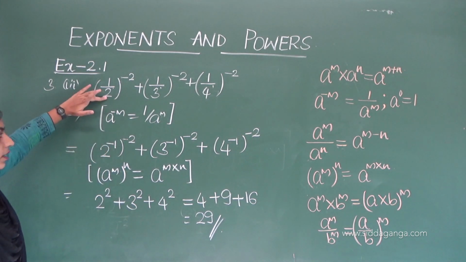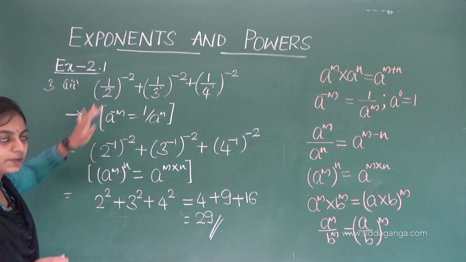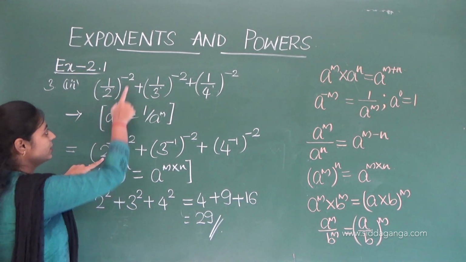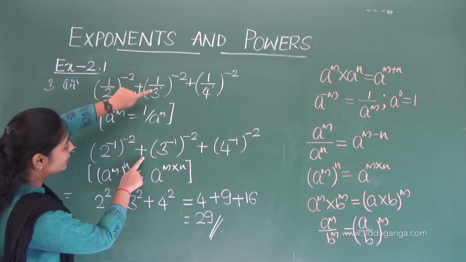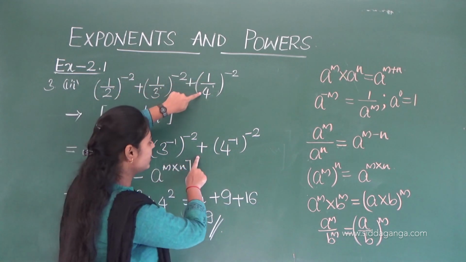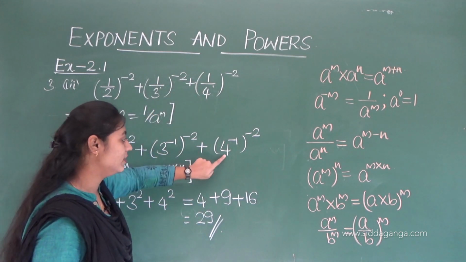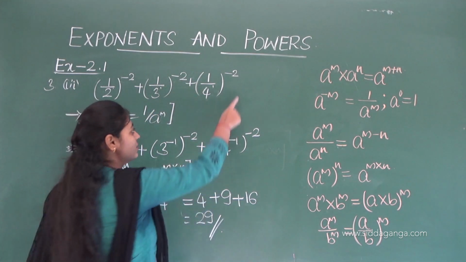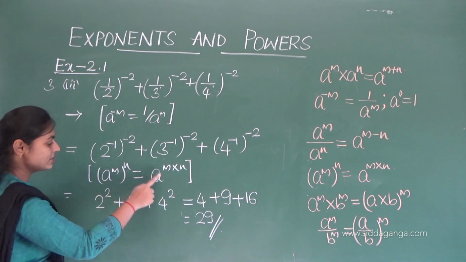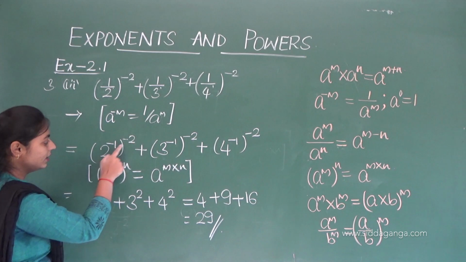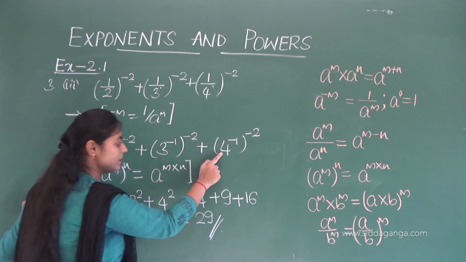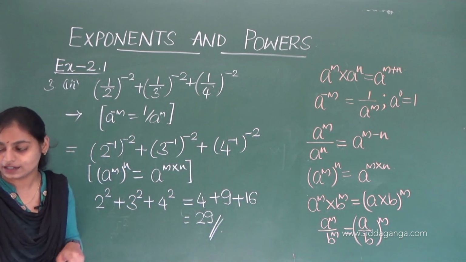So here we converted the positive exponents into negative exponents. 1/2 is nothing but 2 raised to -1 whole power -2, plus 1/3 is 3 to the power of -1 whole power -2, plus 1/4 raised to the power of 1 is 4 raised to the power of -1 whole power -2. A power m whole power n is a power m into n. 1 into 2 is 2, minus into minus plus, that is 2 square plus 3 square plus 4 square is equal to 29.